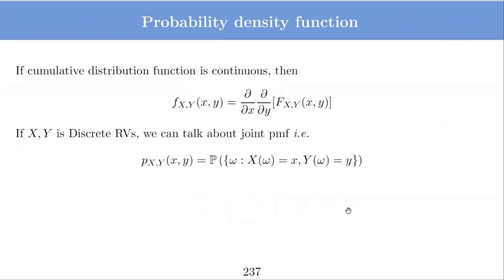Similarly, if the CDF is continuous, then you can compute the PDF by differentiating the CDF. It's a two-dimensional integration, so you will differentiate the CDF partially with respect to y and then x, and you will get the PDF of XY. If X and Y are instead discrete random variables, then instead of the joint PDF you will talk about the joint PMF, which is nothing but the probability of all omega such that X(omega) is equal to x and Y(omega) is equal to y.